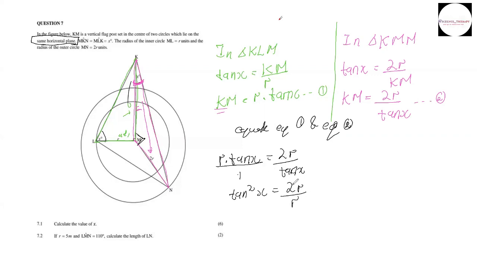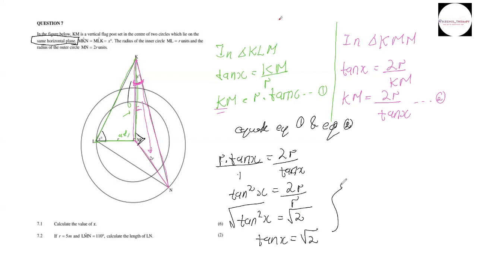1 times 2r still remains 2r. And then I just swap the positions of the r and the tan x. Now the r and r will divide out. So we are left with tan squared x is equal to 2. But then in order to get rid of the square here, we have to take the square root of both sides, right? And then this will be tan x is equal to square root of 2.